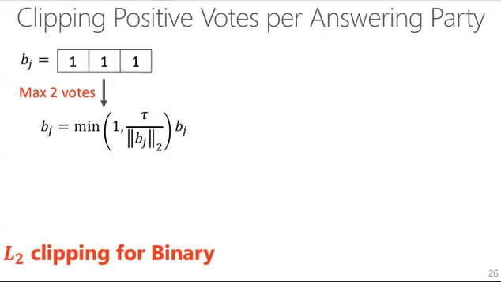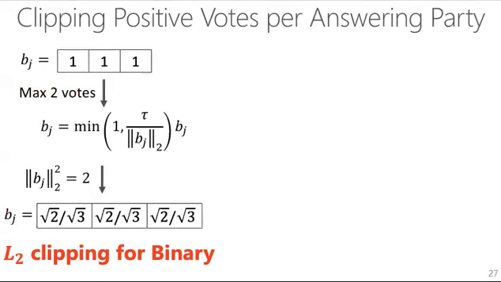In this case, each answering party has the right to 2 positive votes. If they vote for more labels than 2, then we scale down their influence. For example, in this case, we limit the number of positive votes to 2. The squared norm of the binary vote is 2, and this is the finally clipped binary vector.